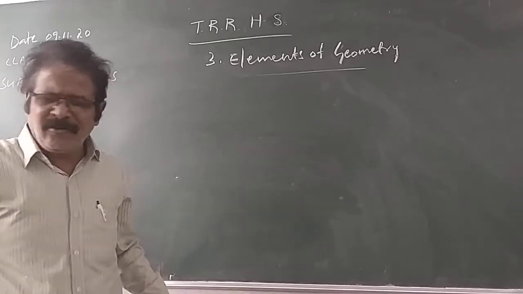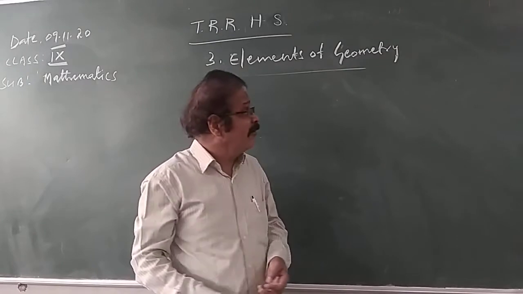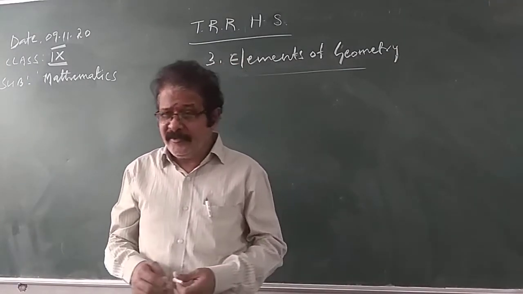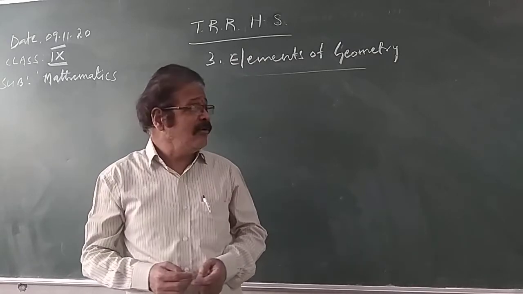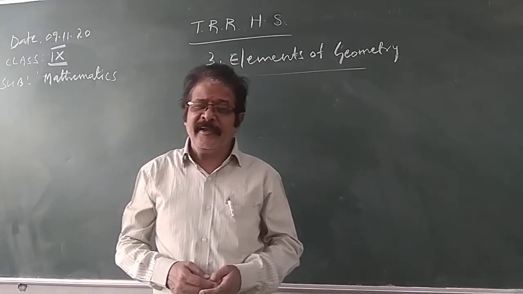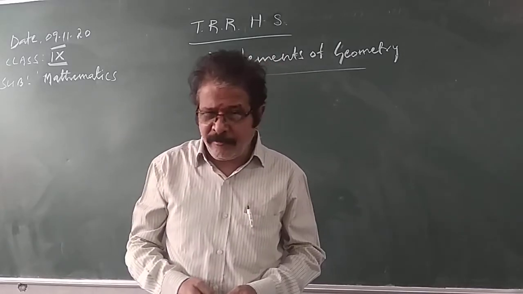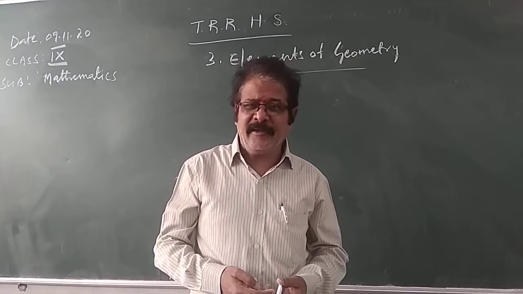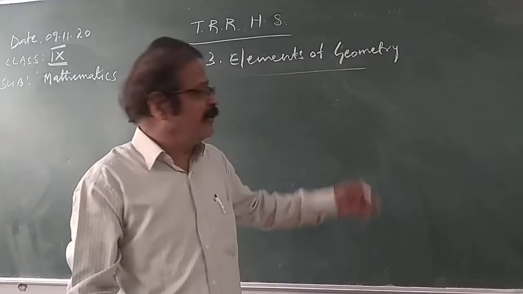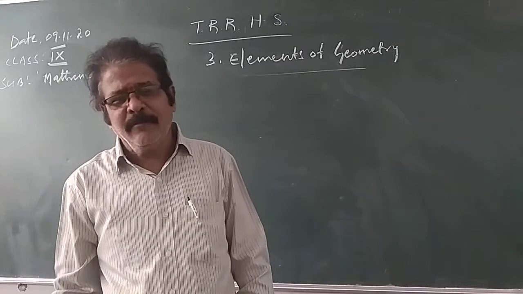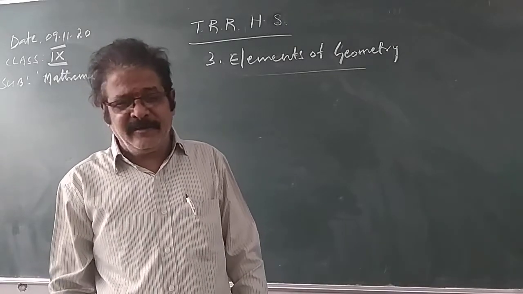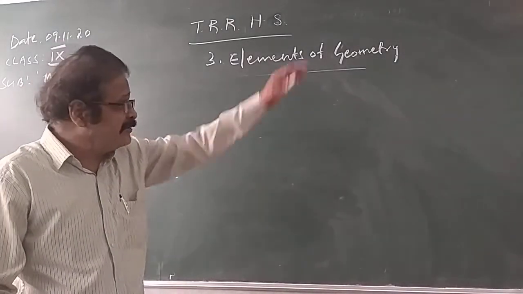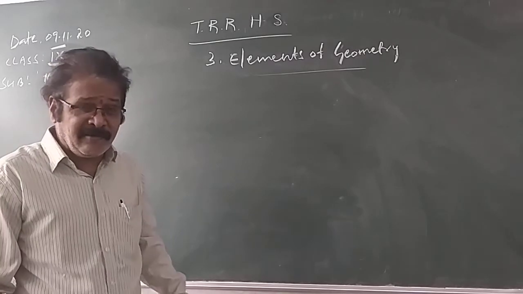You know what geometry is? Geo means earth, metron means measurement. The word geometry is derived from the Latin word geo. Geo means earth, metron means measurement, so geometry means earth measuring. That is the meaning, but geometry has a vast meaning.